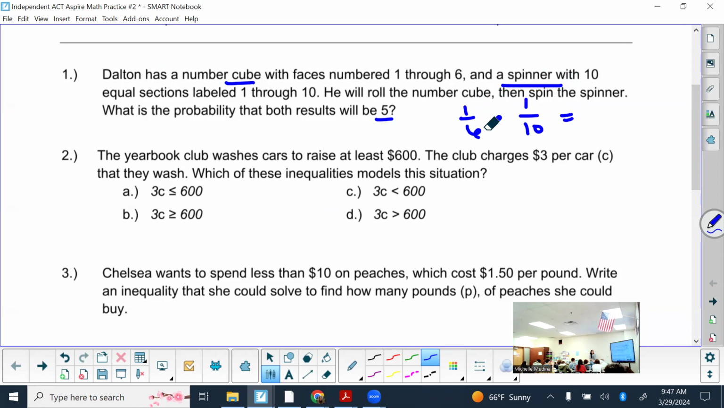So when you multiply fractions, you can use a calculator if you want. If you do, I would recommend putting your fraction in parentheses. Otherwise, multiply straight across: 1 times 1 is 1, 6 times 10 is 60. And if it wants a percentage, you divide the numerator by the denominator and multiply by 100%. So as a fraction, it's a 1 out of 60 chance. Or as a percentage, it is approximately 1.67%.